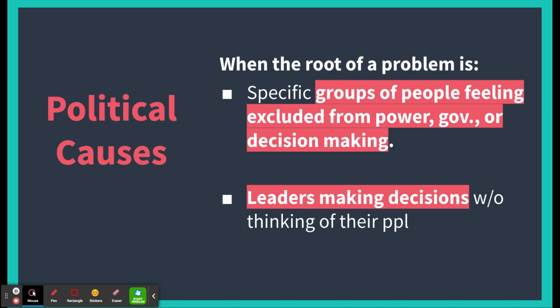Political causes. That's the next one that we are doing. So political causes are specific groups of people feeling excluded from power, from government, or any of the decision makings. Or it's leaders making decisions without the thinking of their people. Think about the leaders in France making decisions about the people in Haiti and not including people of Haiti. It's like the people in Europe making decisions about the people in Africa without the input of the people from Africa. It's like monarchs and dictators making decisions without the input of their people.